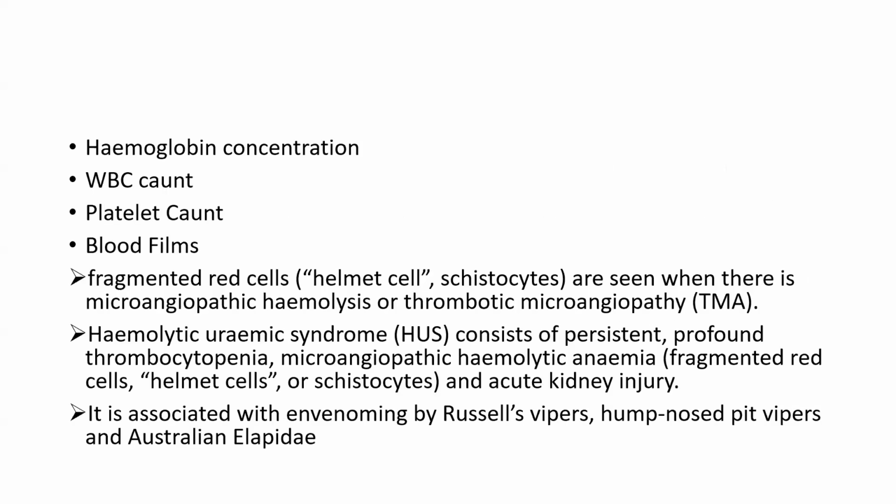Hemoglobin concentration, WBC count, platelet counts, and blood film. Fragmented red cells: in blood film, we can see the fragmented red cells, that is helmet cell and schistocytes, where there is microangiopathic hemolysis and thrombotic microangiopathy. Hemolytic uremic syndrome consists of persistent profound thrombocytopenia, microangiopathic hemolytic anemia, and acute kidney injury. It is associated with envenoming by Russell viper, hump-nosed pit viper, and Australian elapid.